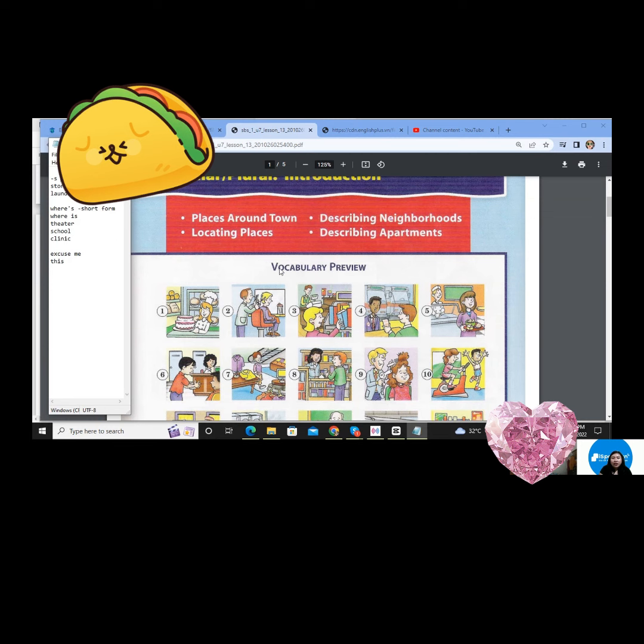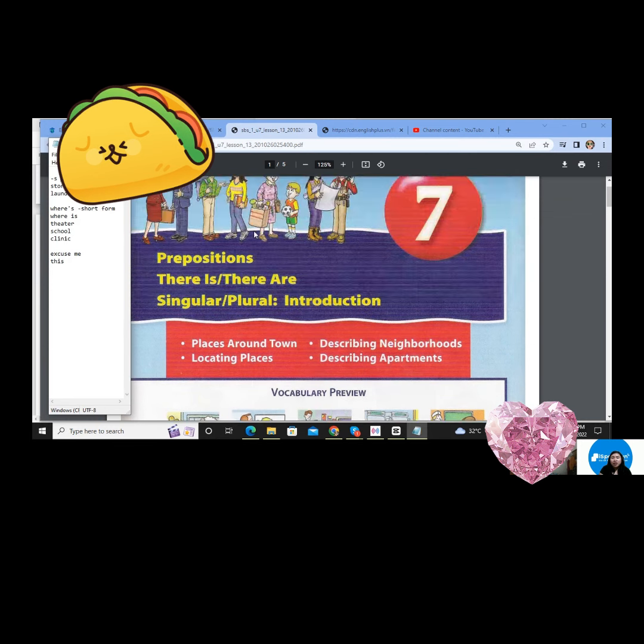So for this evening, we have learned about prepositions. There is for singular and there are for plural. Singular is for one, and plural is for two or more.